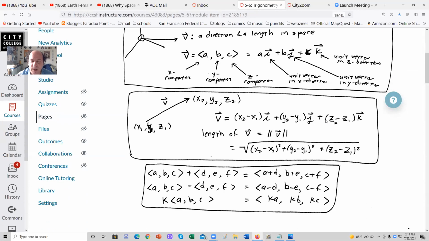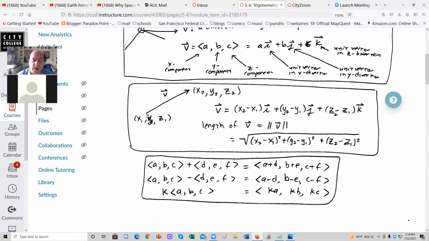in the z direction. And if you have a vector that is a displacement from one point to another, from x1, y1, z1 to x2, y2, z2, its components are the terminal point components minus the initial point components: x2 minus x1 by y2 minus y1 by z2 minus z1. The length of v, denoted by the length of v, is a three-dimensional Pythagoras relation, the square root of the sum of the squares of the differences in the components. Fairly standard. Same stuff as two-dimensional vectors, only done in three.